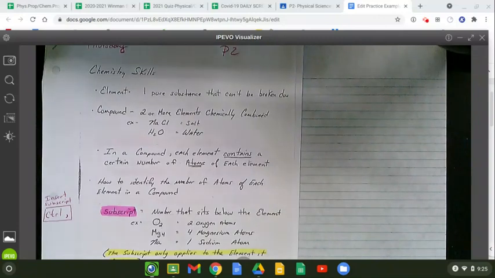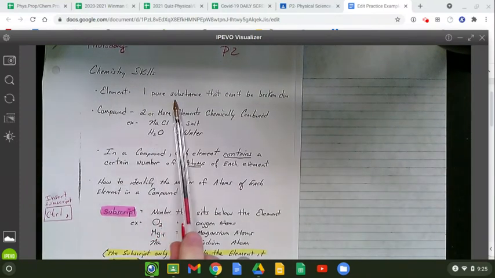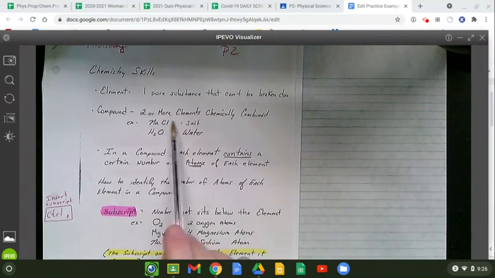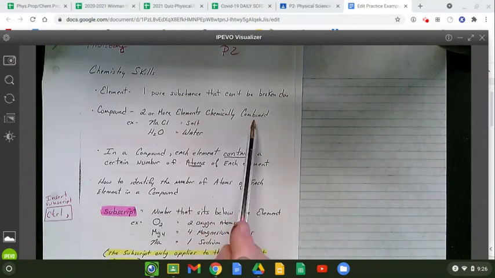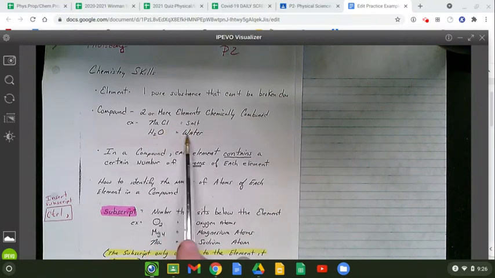Okay, in this video, we're going to talk about how to count atoms in chemistry. Now, just a quick review. Remember, we had discussed that elements are a pure substance that cannot be broken down, and we also talked about compounds, which are two or more elements that are chemically combined. For example, sodium chloride equals salt, and H2O, or dihydrogen monoxide, equals water.